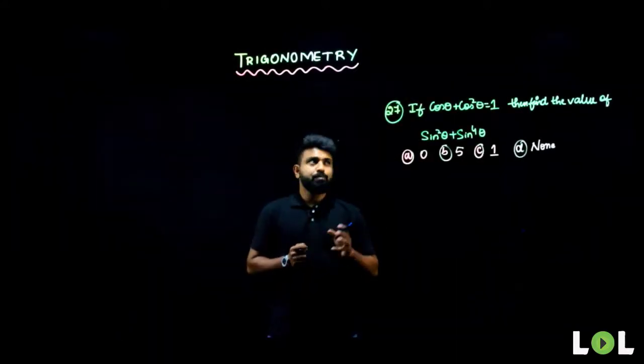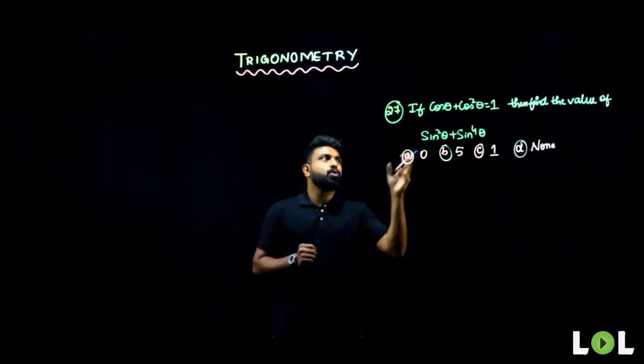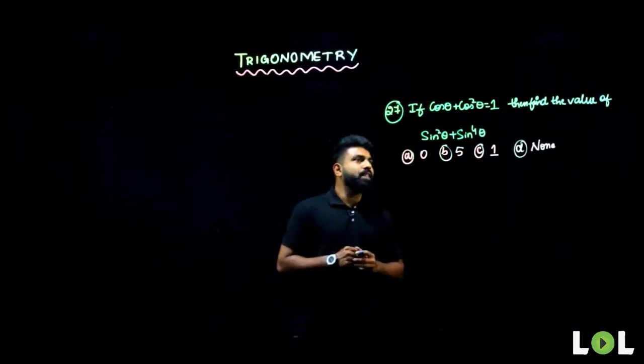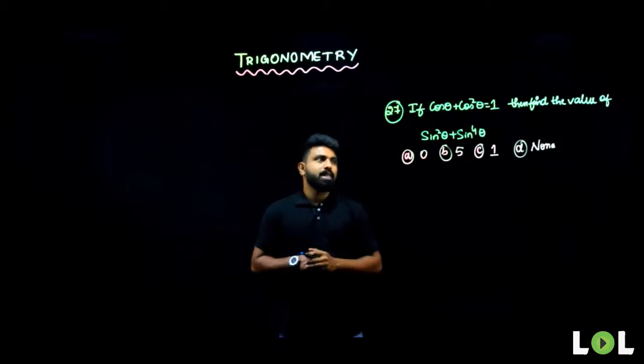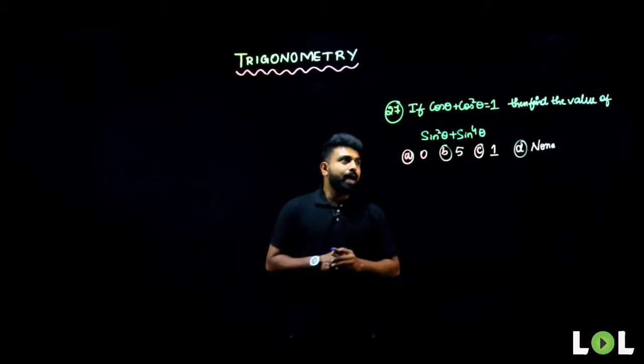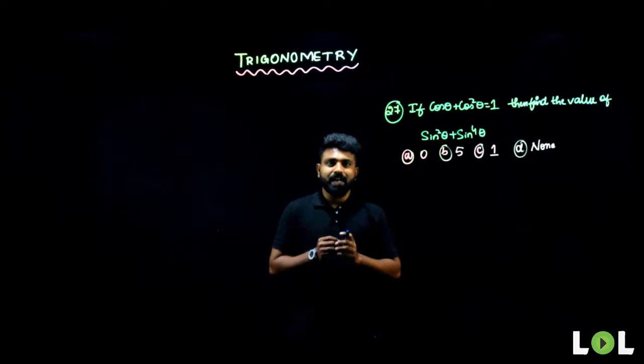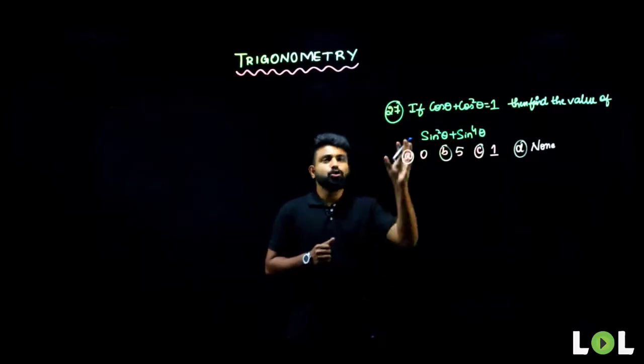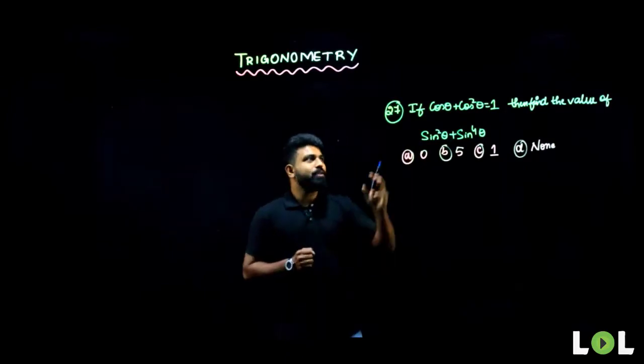What does it say? If cos theta plus cos square theta is equal to 1, then find the value of sin square theta plus sin power 4 theta. As soon as students see this question, they start getting scared or they get confused. This is also a very simple question. Just have a look at it.